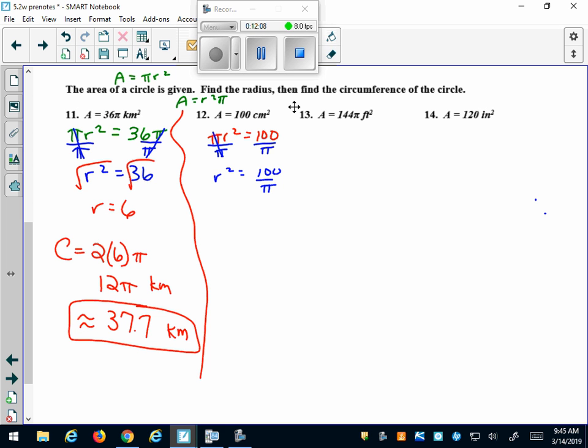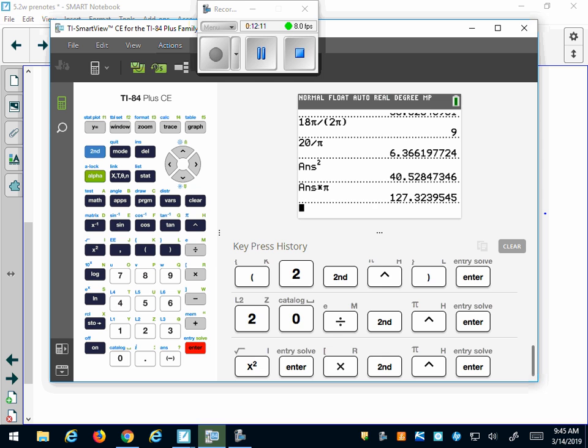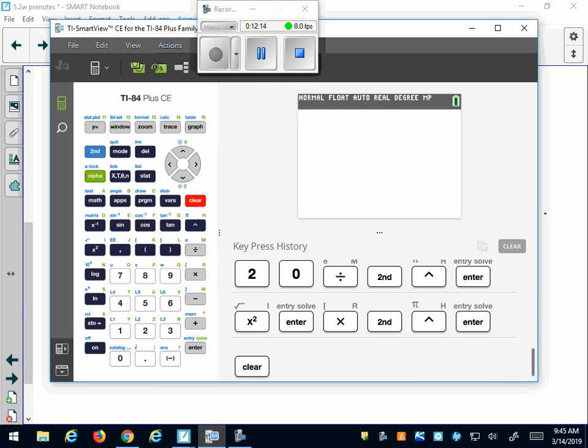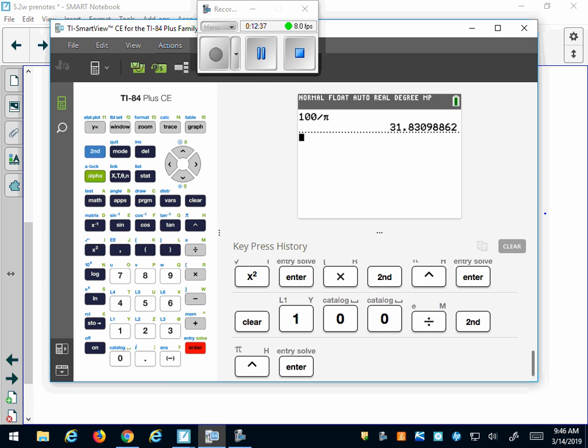Well, let's go back to our calculator now. I've got another trick to show you on the calculator. This one's really important. It'll help you with SATs and be a little bit more efficient, faster. You won't waste time on your calculator so much. So r squared right now, we know, is 100 over pi. So we're going to do 100 divided by pi. Okay, that's 100 divided by pi. So that's r squared. Now we need to square root that, right?